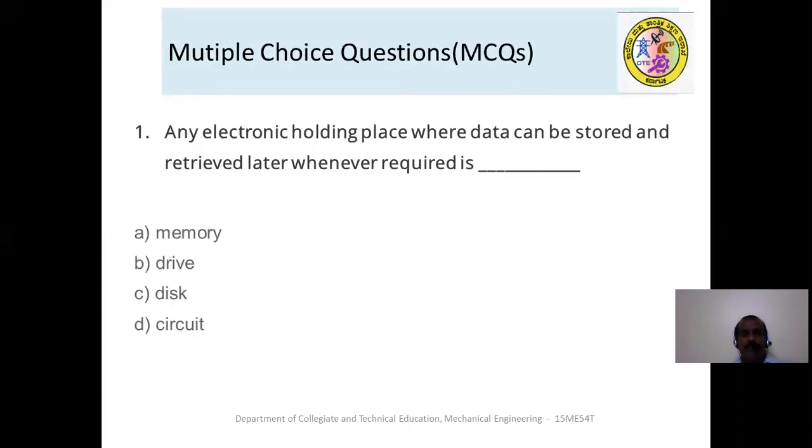Coming to the multiple choice questions, any electronic holding place where data can be stored and retrieved later whenever required is A. Memory, B. Drive, C. Disk, D. Circuit. The answer is A. Memory.